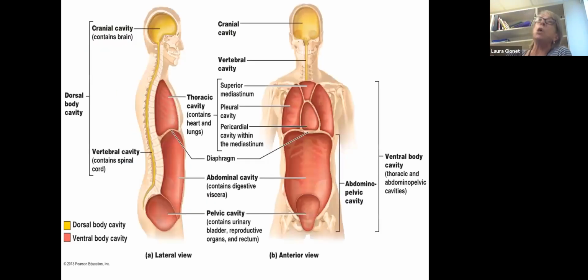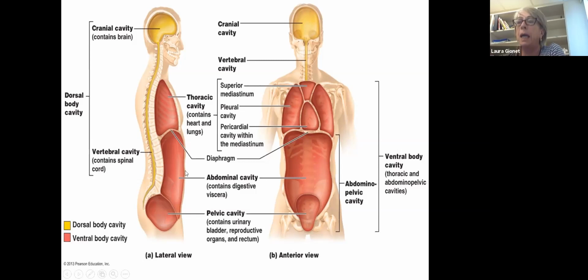All right, so in this picture, I like the lateral view because in gold or yellow here are the two cavities that make up the dorsal cavity. That would be the cranial and the vertebral cavities. And then to the anterior ventral aspect, we have the thoracic cavity and the abdominal pelvic. We can see abdominal and pelvic, but they have the same serous membranes around them.